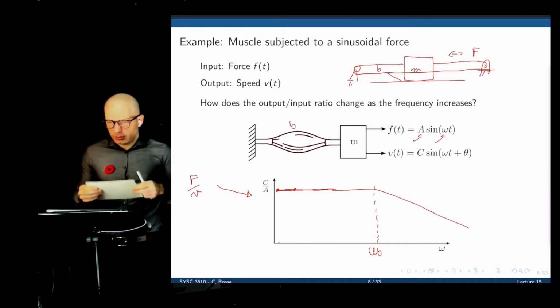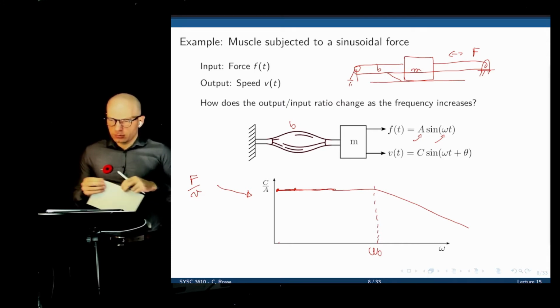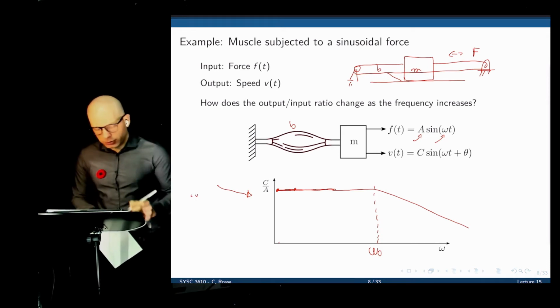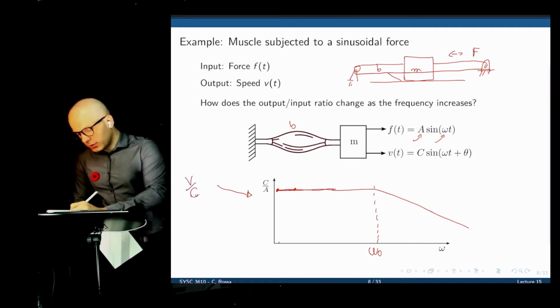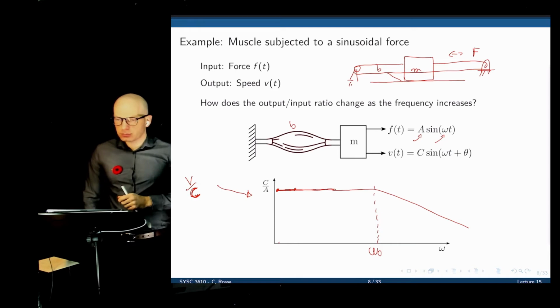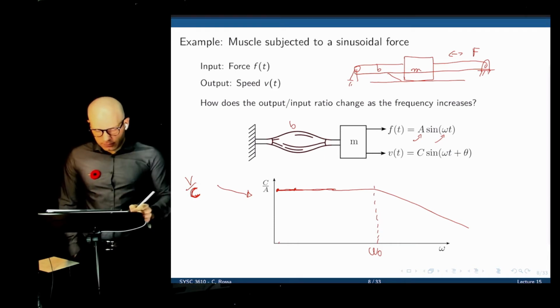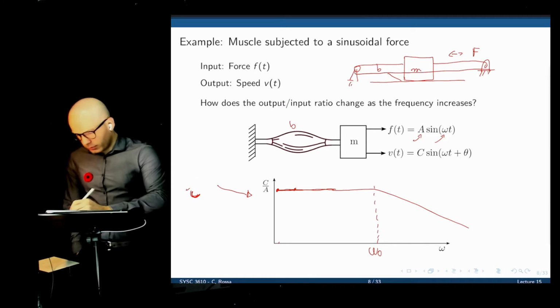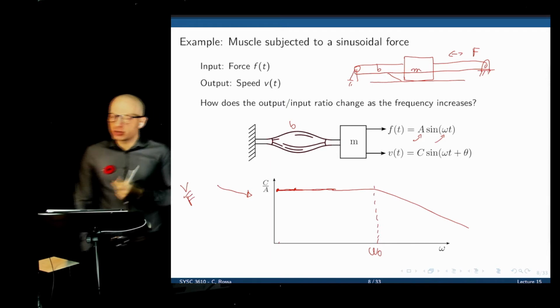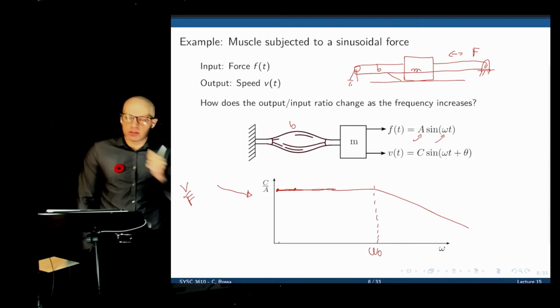Professor, you wrote F over V. So what's the relationship between the F over V and the output over input? Sorry, this is a flip. This is the output divided by the input, so V over F: speed divided by force. Force is the same, and the maximum speed starts to decrease.